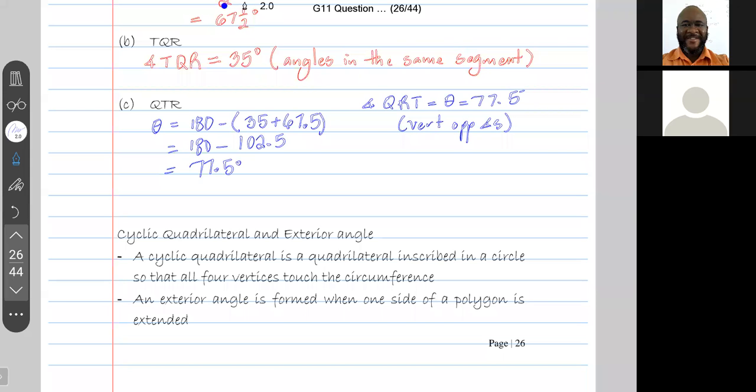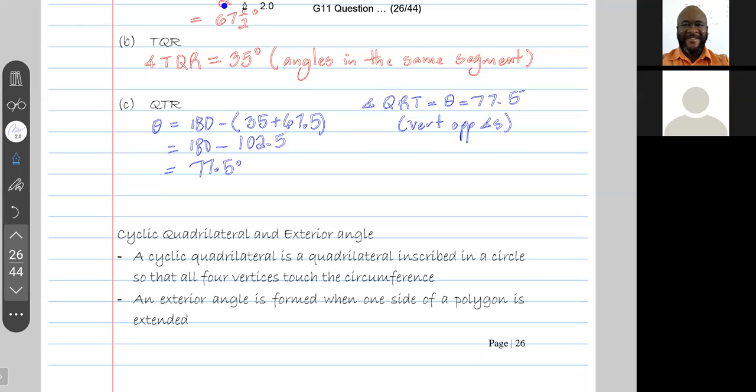All right, so the next thing we're going to look at is the cyclic quadrilateral, and this says an exterior angle. Now, a cyclic quadrilateral is a quadrilateral inscribed in a circle so that all four vertices are touching the circumference. So if you draw a four-sided figure inside of a circle so that all four vertices are touching the circumference, that type of quadrilateral is called a cyclic quadrilateral.